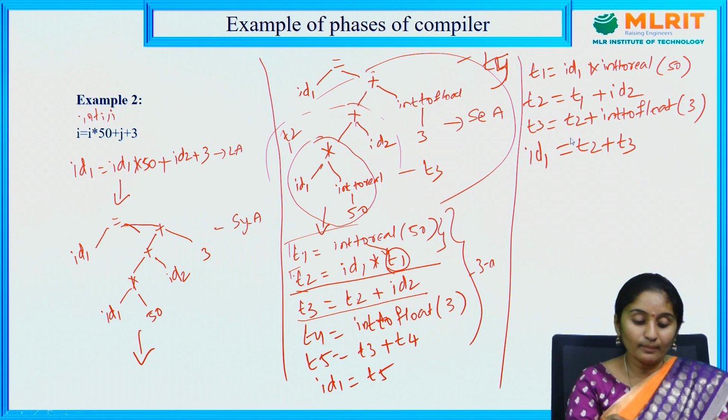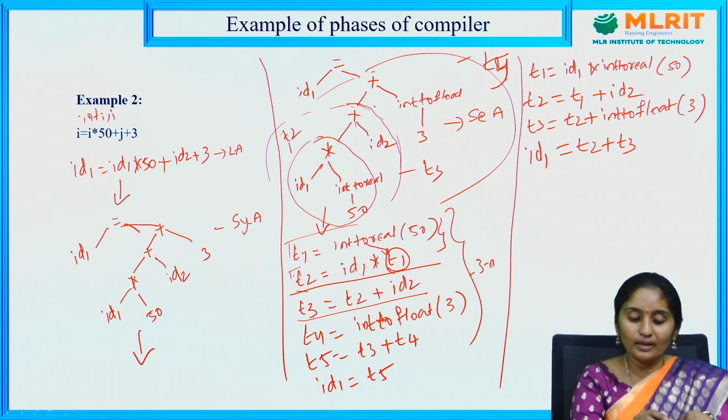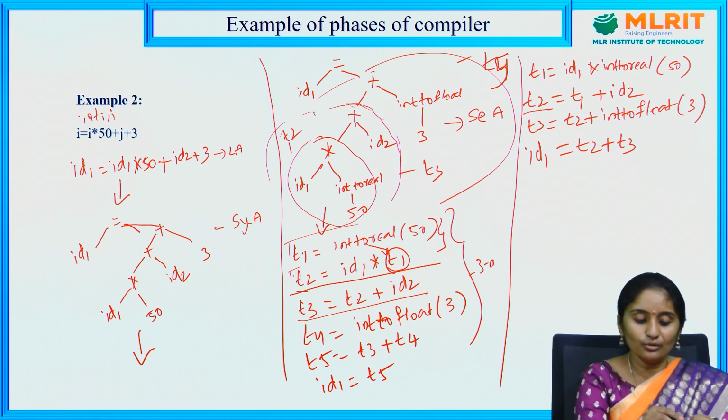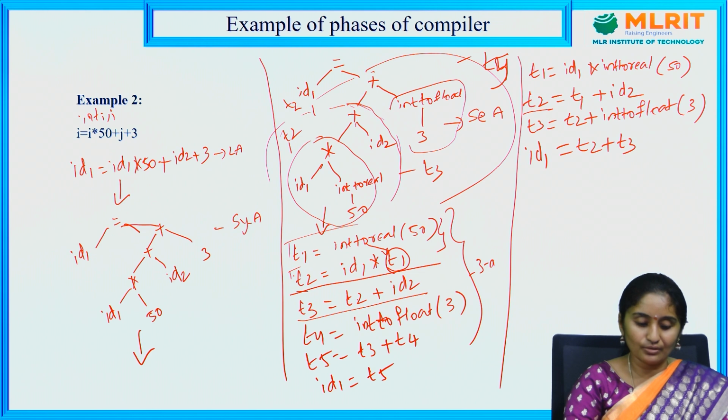So the whole thing till here is done. This whole thing is there in T2. T2 plus what I am having here, into 2 float 3, I am going to assign it to ID1. See here, this is nothing but T1, it is done, and this is T2.